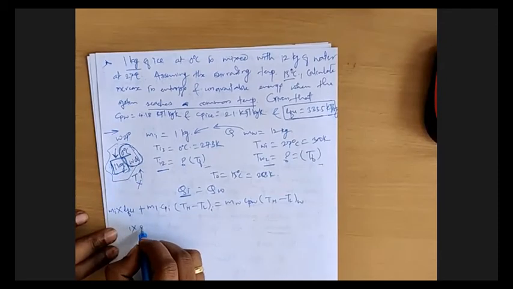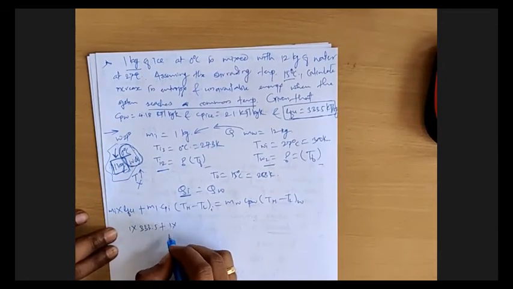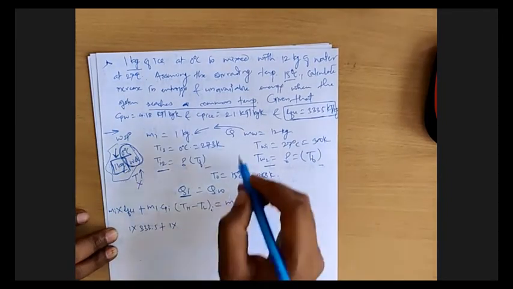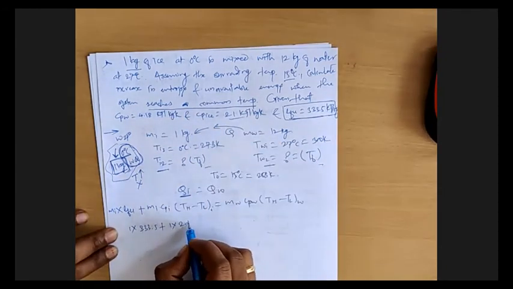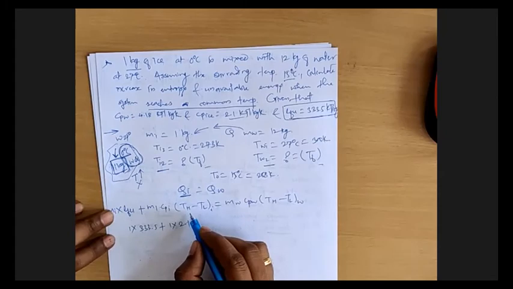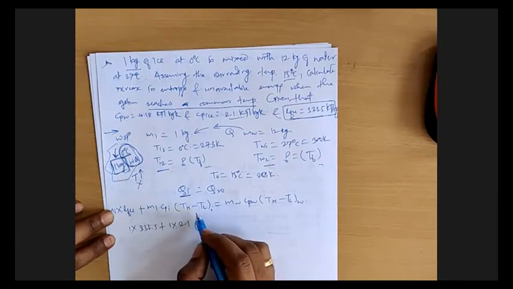So let's put the values now. 1 multiplied by 333.5 plus 1 into specific heat of ice. What is specific heat of ice? 2.1. Now T higher minus T lower. You shouldn't have any confusion in this T higher and T lower.